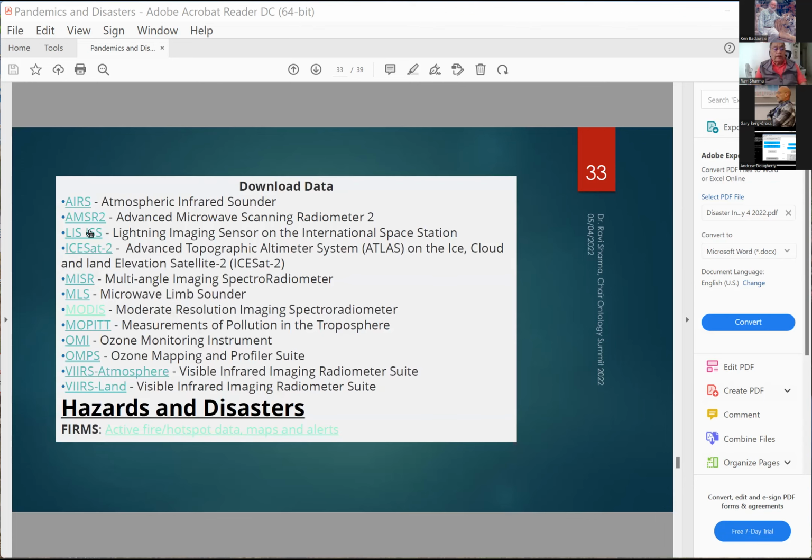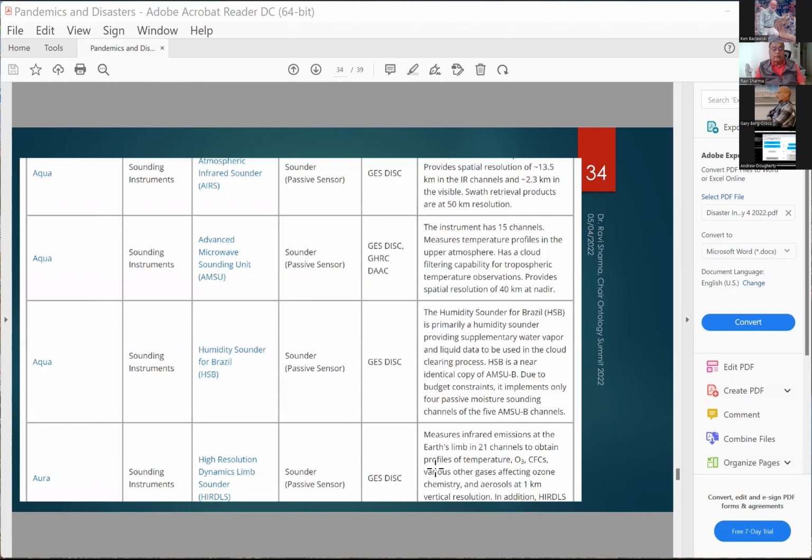These are some of the links, some are still active, which take you to various sensors and their data and downloads. We are going from UV to radar, the entire range of the electromagnetic spectrum. These are satellites, these are the sensors, and there's a little description.